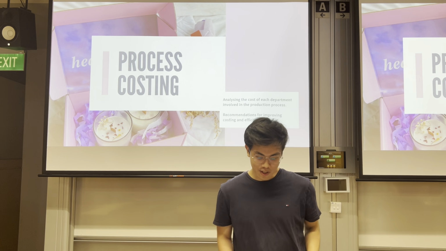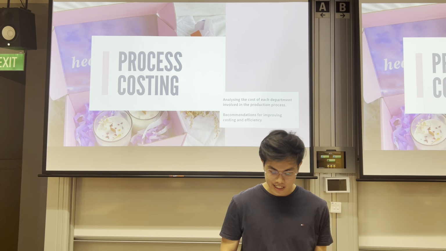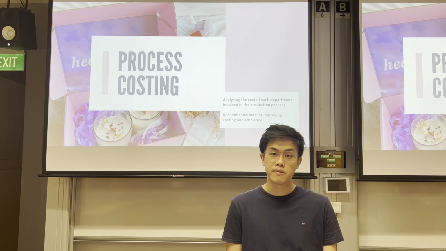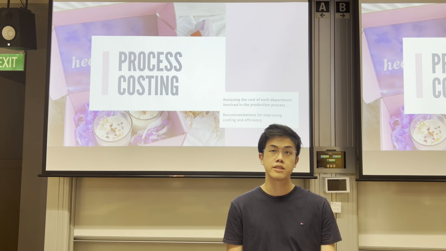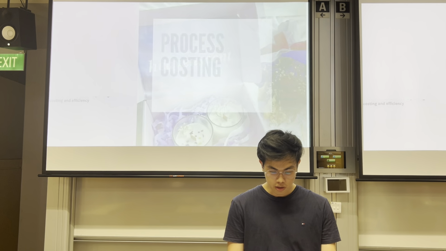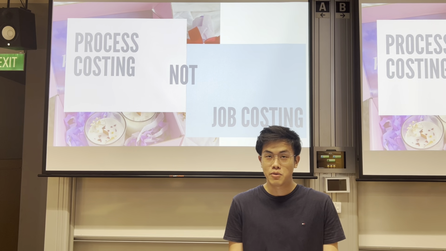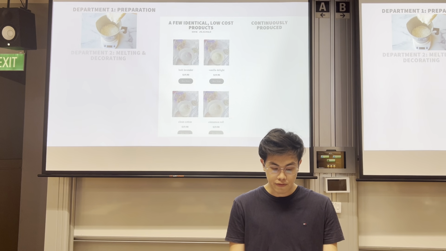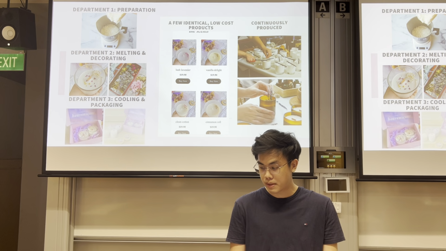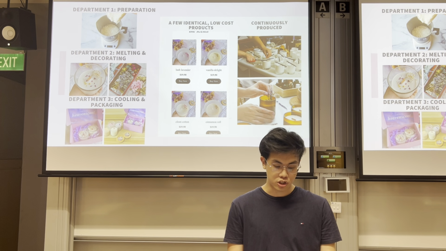Alright, so now we'll talk about process costing, and we'll analyze the cost of each department involved in the production process, and also recommend on improving the costing and efficiency. So before that, we'd like to understand why we use process costing and not job costing. That's because for Heavenscent, you can see that costs are accumulated by departments versus by jobs.